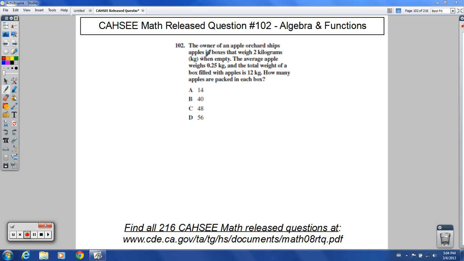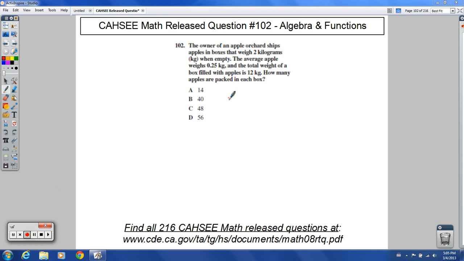This is release question number 102 for CAHSEE Math. It says the owner of an apple orchard ships apples in boxes that weigh 2 kilograms, or kg, when empty. The average apple weighs 0.25 kilograms, and the total weight of a box filled with apples is 12 kilograms. How many apples are packed in each box?